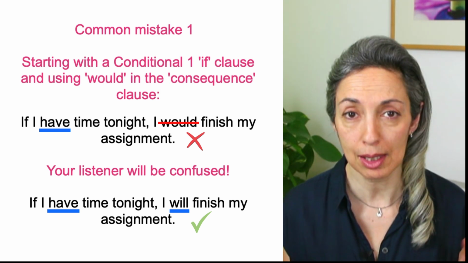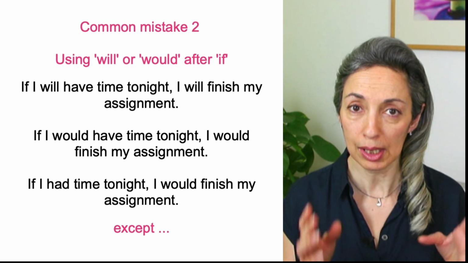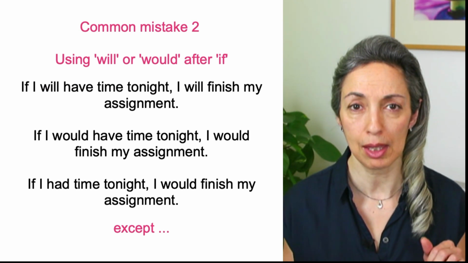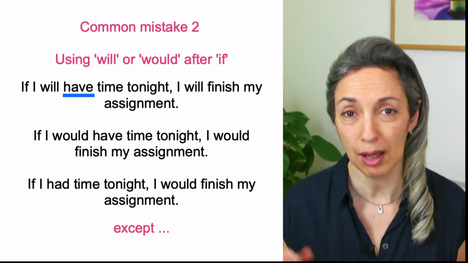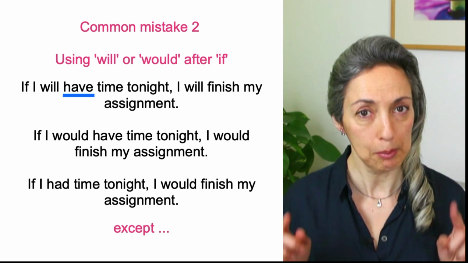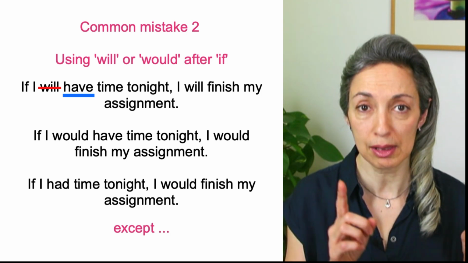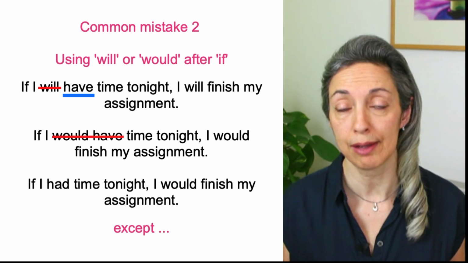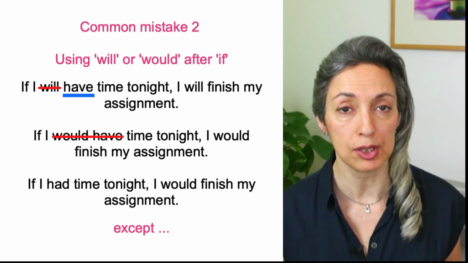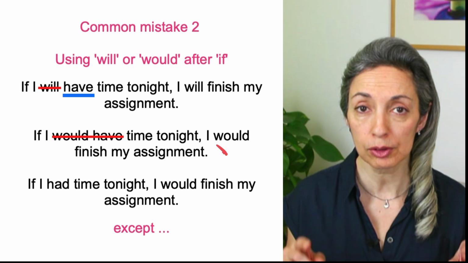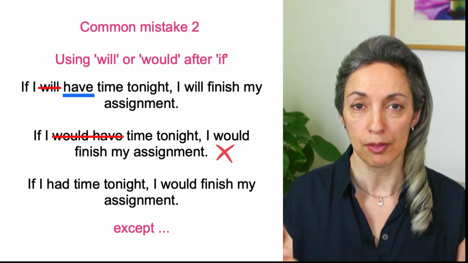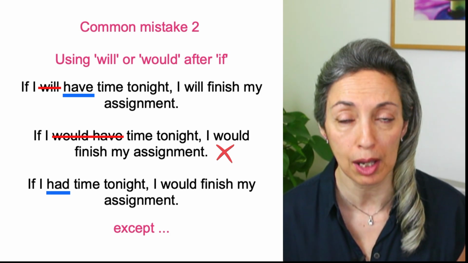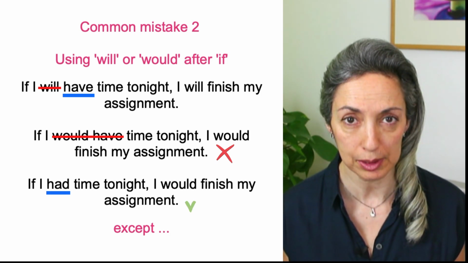The second mistake is to use will or would in the if clause, after if. For example, saying, if I will have time tonight, I will finish my assignment. Make sure you don't use will in the first part. Or you may make the mistake of saying, if I would have time tonight, I would finish my assignment. Again, do not use would after if. The correct second conditional sentence is, if I had time tonight, I would finish my assignment.